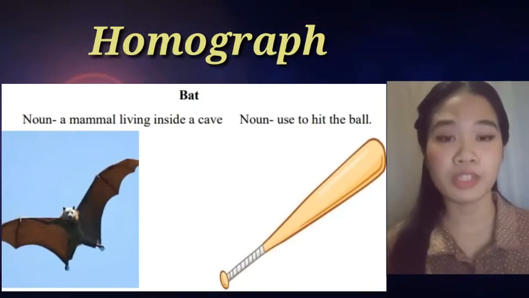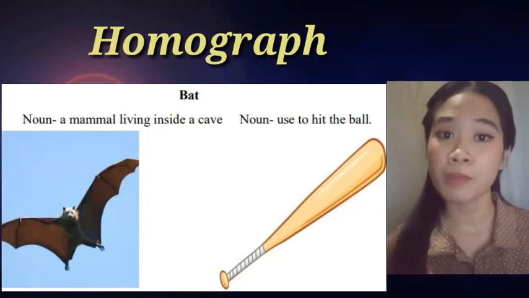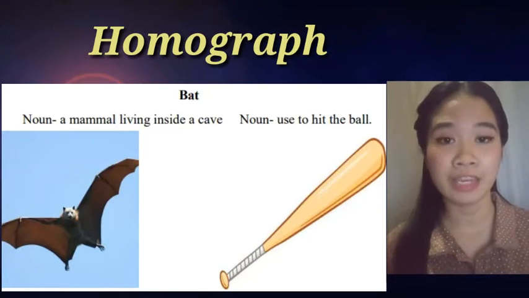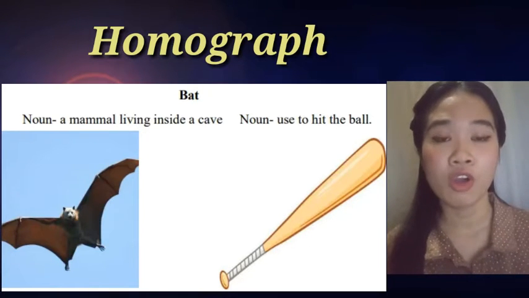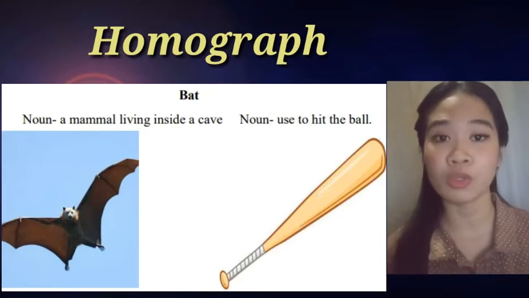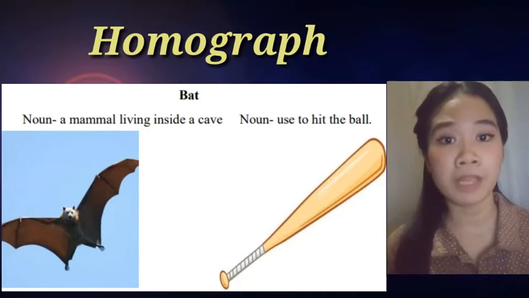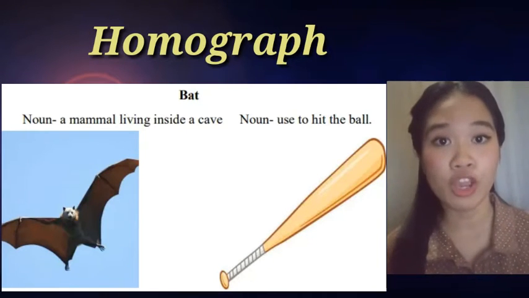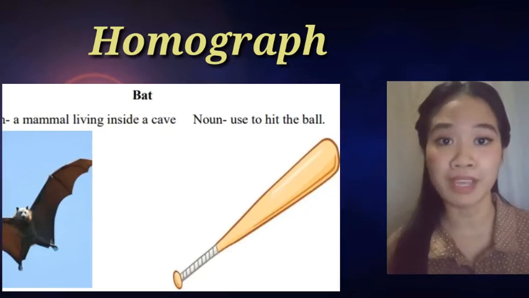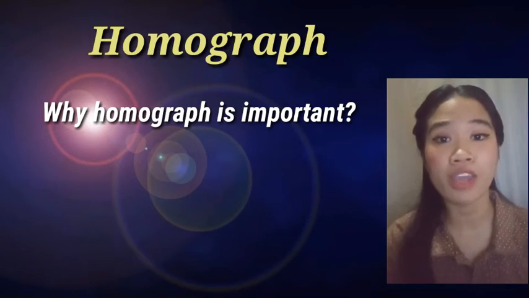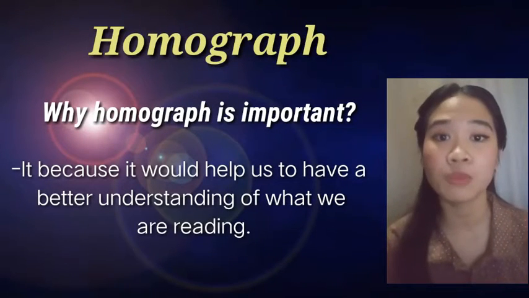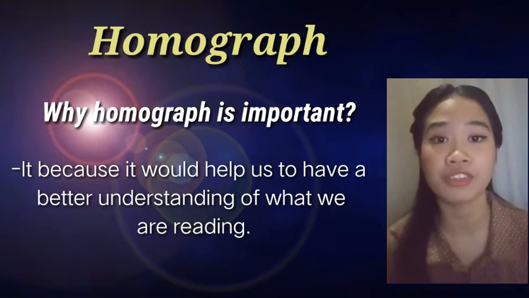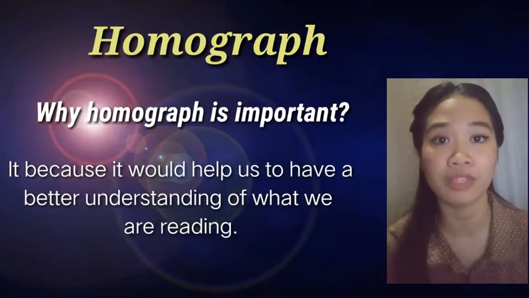Example number 2 is the word bat. You could probably say that it is an animal, a mammal usually living inside a cave, or a thing which is used to hit the ball during a baseball game. So therefore, you are using the word bat as a noun. So why is homograph important? It is because it helps us have a better understanding of what we are reading.